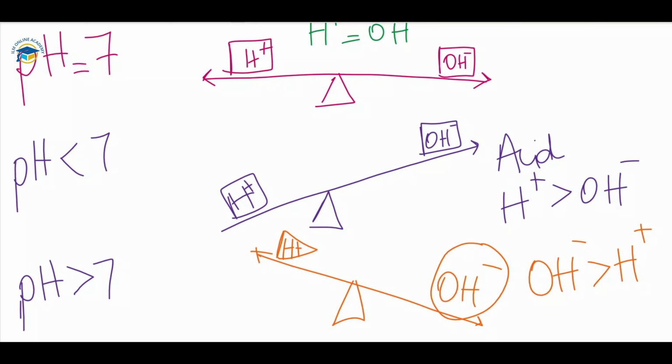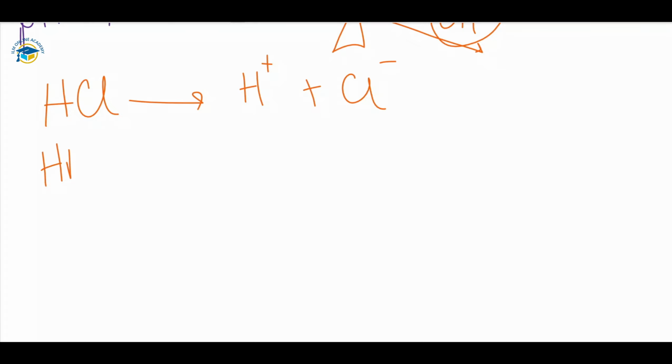Next, if we talk about the ions that are present there, for example hydrochloric acid. Hydrochloric acid gives us hydrogen ions plus chloride ions. In case of nitric acid, HNO3, it gives us hydrogen ions plus nitrate ions.